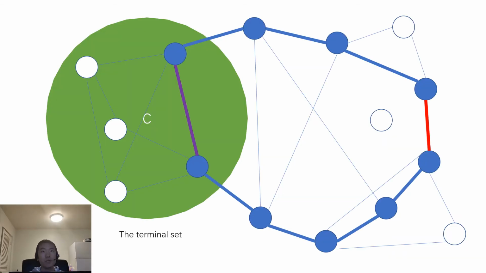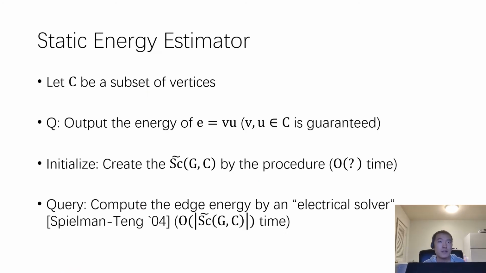So let's show this by a picture. Suppose we sample random walks from this red edge, then a possible outcome could be the blue random walk above and the blue random walk below. And we connect these two random walks by the red edge into a longer walk, and the contribution of this longer walk is that purple edge in C. By the procedure, we immediately have an algorithm for querying edge energies in C when the graph is static. In the initialization stage, we create the approximate Schur complement by that procedure, and for each query, we compute the edge energy by an electrical solver, for example, the one by Spielman and Peng, in linear time, linear in the size of the approximate Schur complement.